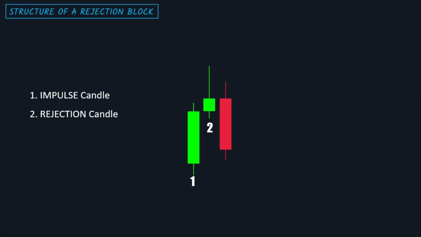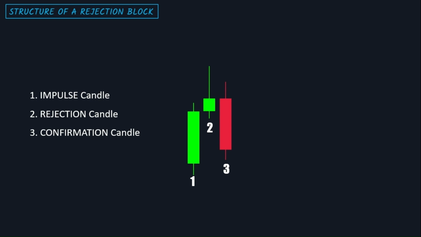The wick represents the point where smart money stepped in and absorbed liquidity. The color of this candle is irrelevant, what matters is the rejection itself. The third candle is the confirmation candle, which closes decisively in the opposite direction. This candle confirms that control has shifted to smart money and that a potential reversal is underway.